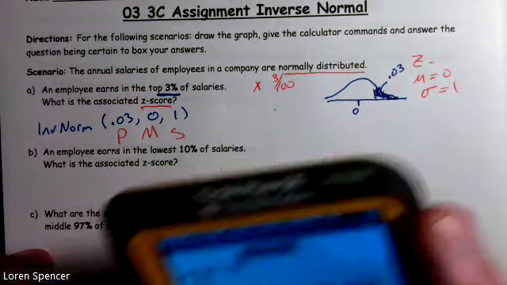Second vars, I didn't change it. I did not do that correctly. Second vars, inverse norm. I'm shading from the left. I didn't press enter. All right. And I end up with a negative z-score, and it makes sense that it would be negative because I'm below 0, and numbers below 0 should be negative. So negative 1.2815. We'll box that answer.